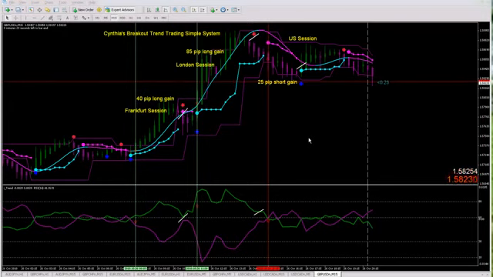So this is how American traders or Europeans can trade using the breakout trend trading simple system.